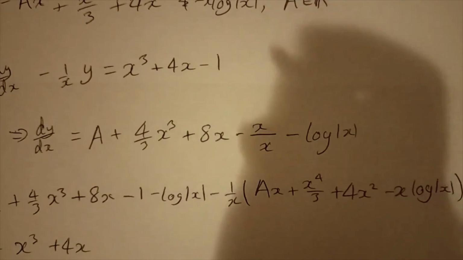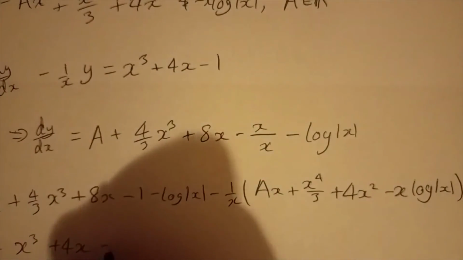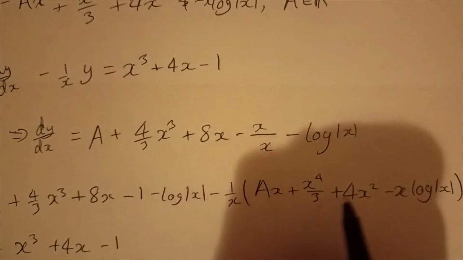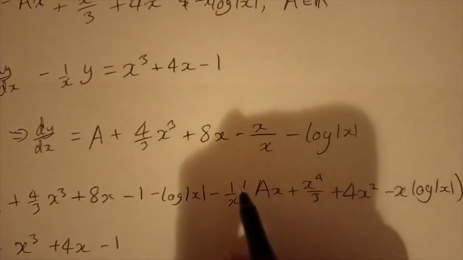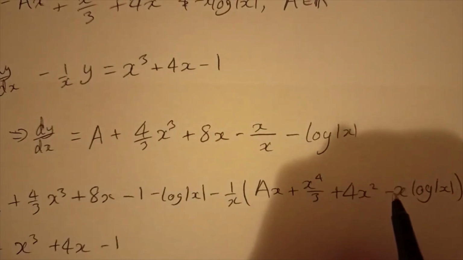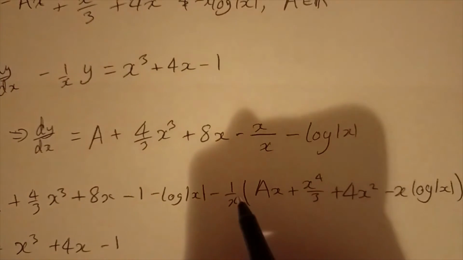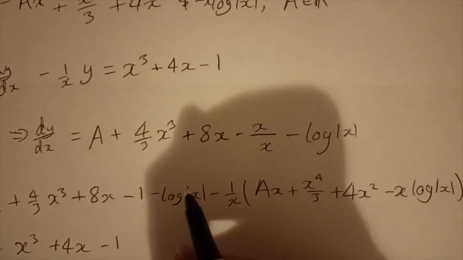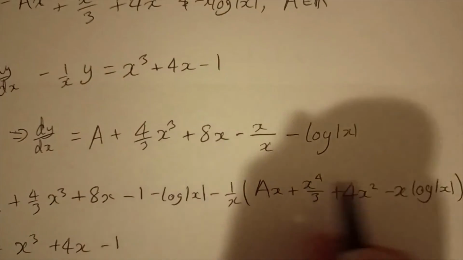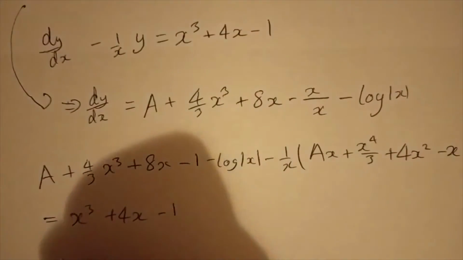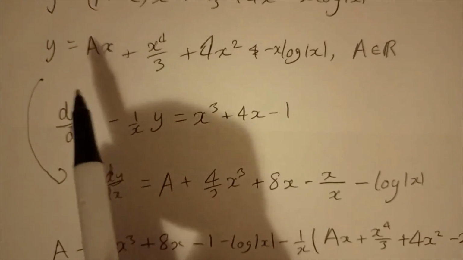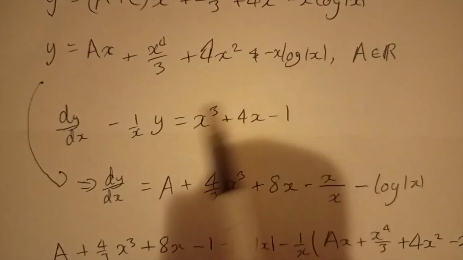And then we have minus 1 and the negative log of the absolute value of x, and so minus times a minus is a plus, so that's plus x log of absolute value of x divided by x, which is just plus log the absolute value of x. So those two terms cancel out as well. So we're left with x cubed plus 4x minus 1, which is in accordance with the differential equation. So this function here does satisfy that differential equation.